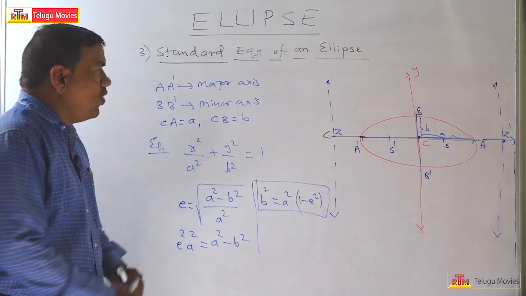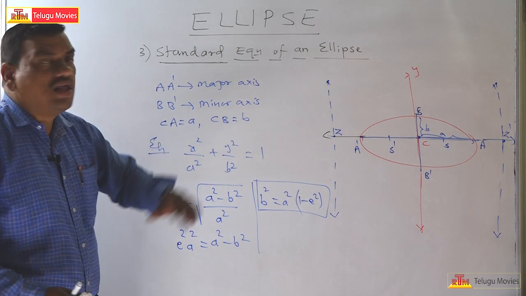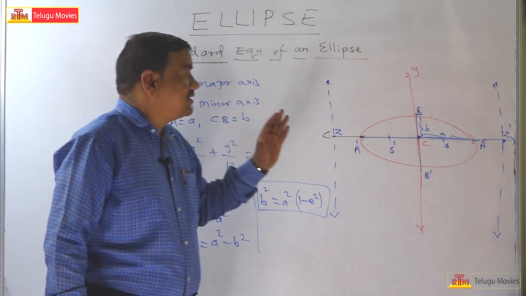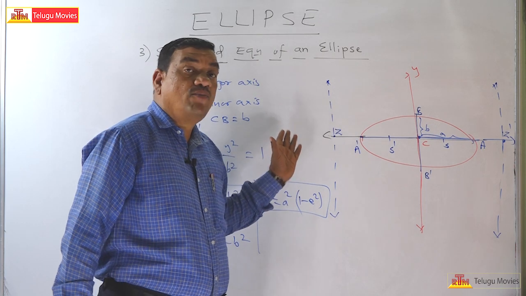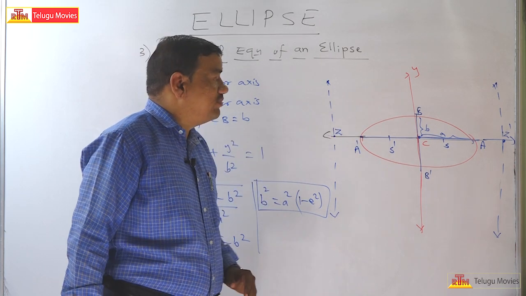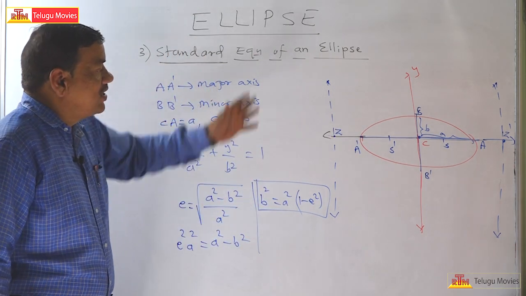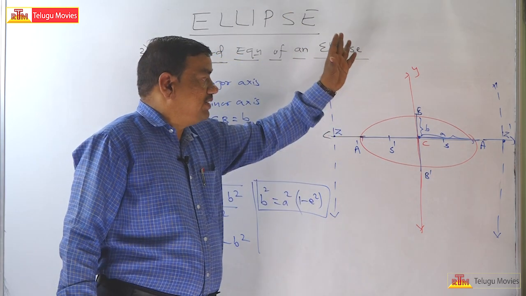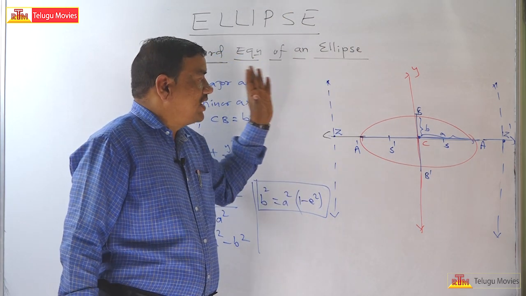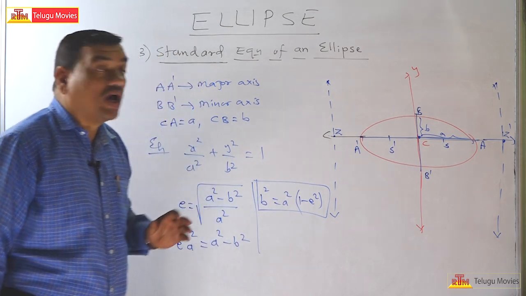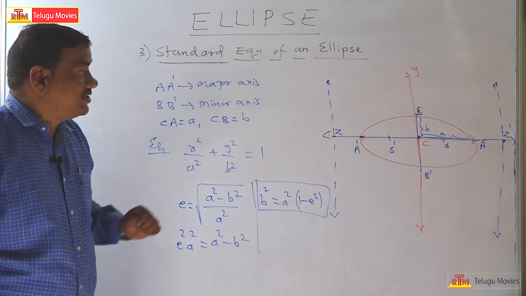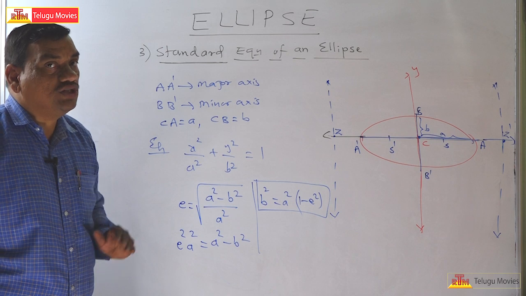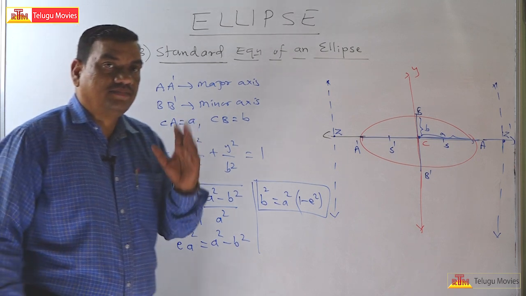Now we are going to see all the coordinates of the points: the center C, the two foci, the points of the major axis and the minor axis, Z and Z dash, and the equations of the major axis, minor axis, focal chord, double ordinate, and directrix. All those things we are going to see.